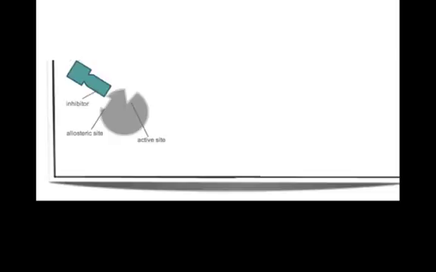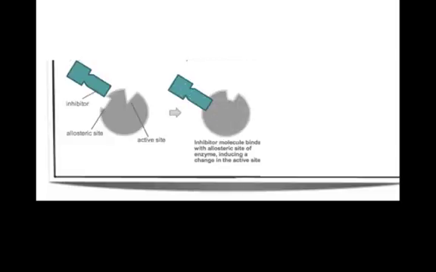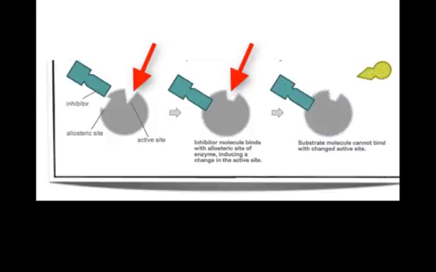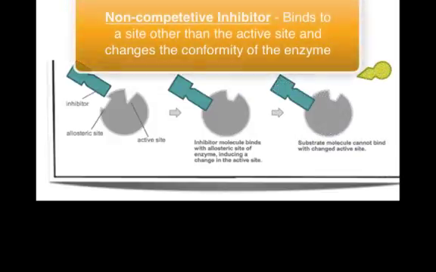Other types of inhibitors don't block up the site, but instead bind to another site on the enzyme. The binding of this additional molecule changes the conformation of the enzyme and its active site, rendering the active site inactive. This is called non-competitive inhibition.